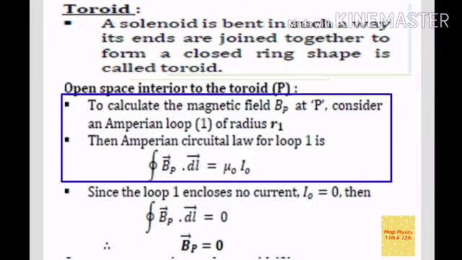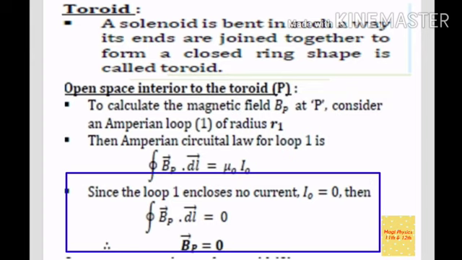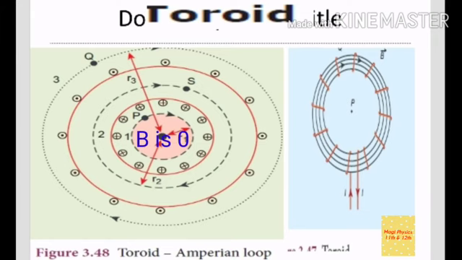The Ampere circuital law for this loop can be written as closed integral B vector dot dl vector is equal to mu naught into I naught. Since the loop is enclosed, no current flows through it, so I naught becomes 0. So the equation becomes closed integral BP vector dot dl vector is equal to 0. Hence BP vector will become 0. So we can say that the magnetic field inside the toroid in the open space is 0.